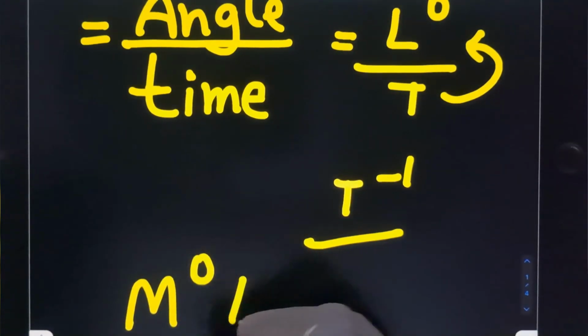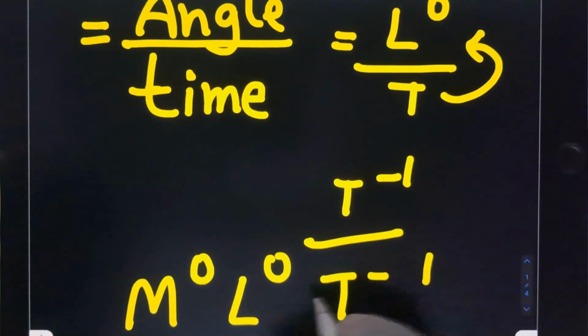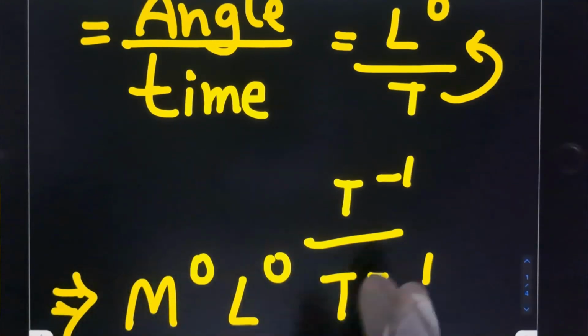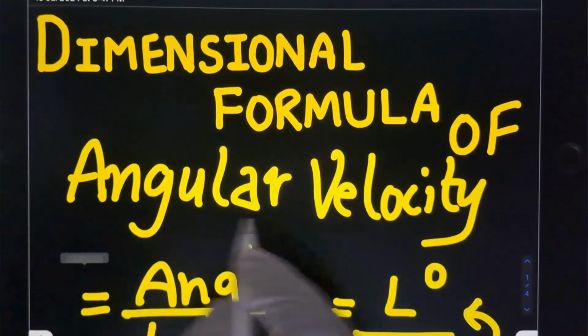So it is M power 0, L power 0, T power minus 1. The dimensional formula of angular velocity is T power minus 1.